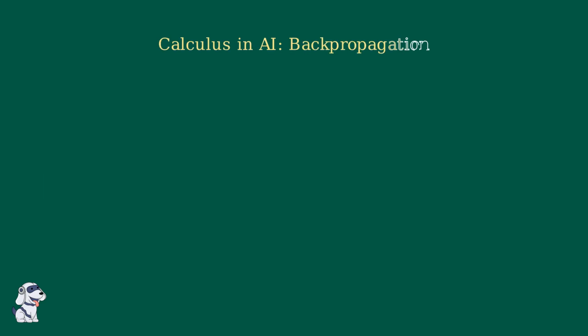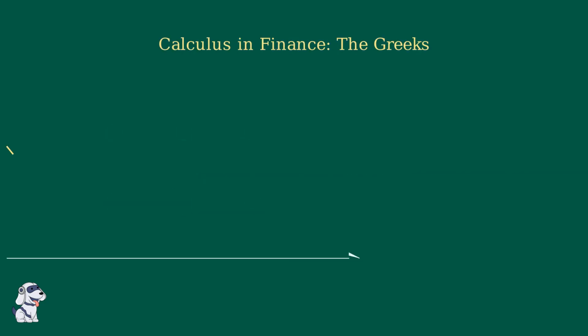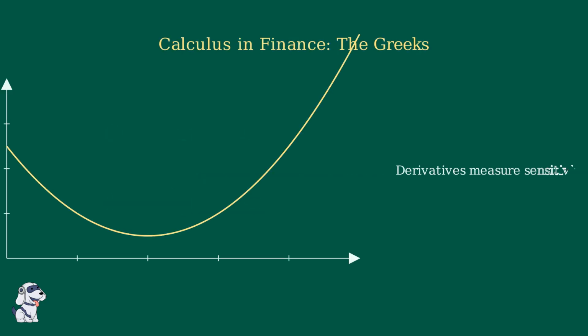Derivatives are the hidden engine of modern AI. Through backpropagation, neural networks use the chain rule to calculate how every single connection contributes to an error, allowing the system to adjust and learn. In finance, derivatives are used to manage risk. Known as the Greeks, these measures calculate how portfolio values shift in response to price changes or volatility. It is calculus that provides the sensitivity analysis needed to secure global investments.